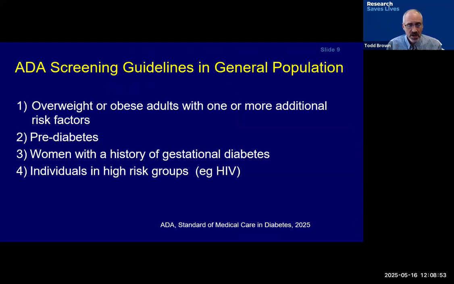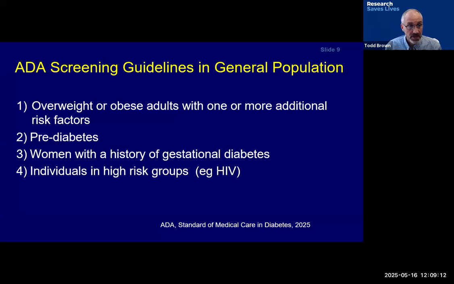And the ADA points out a bunch of different groups that are at higher risk of developing diabetes that should be screened. The first group, it's a large group, is people who are overweight or obese with one or more additional risk factors like dyslipidemia or hypertension, et cetera. So that group should be screened.